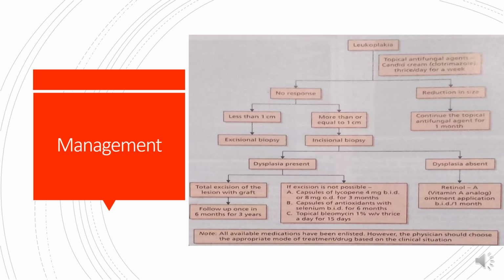If the dysplasia is absent in the histopathology examination, then retinoic acid, which is a vitamin A analog, ointment application should be advised twice a day for 1 month. If the dysplasia is present, then we can go for either total excision of the lesion with graft and follow up once in 6 months for 3 years.